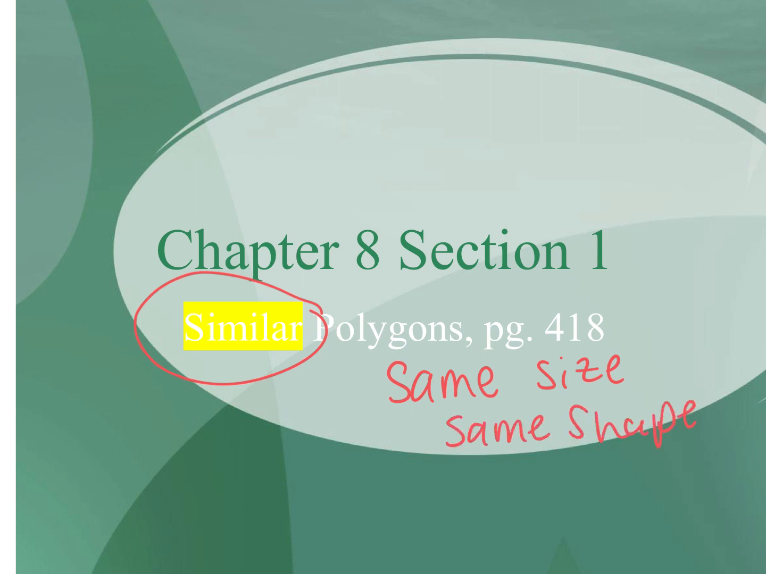That was congruence, right? Now, when we're talking about polygons that are similar, we remove one of these. Polygons that are similar are only the same shape. They are not the same size. They do not have to be the same size. Now, if they're the same shape but not the same size, they still have to be proportional, but not congruent, okay?